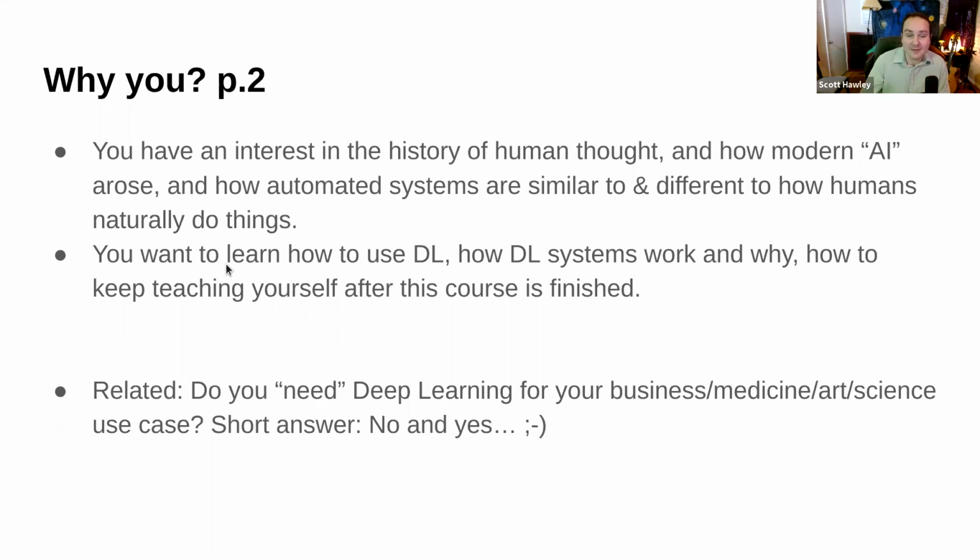And you want to learn how to use deep learning and how deep learning systems work and why, and also how to teach yourself, because the field is going to keep on evolving. Some of the things that we talk about in this course are going to stay true regardless, but the field advances so quickly that maybe 6 months or a year or 2 years or 3 years after we take this course, probably some big, new, important, game-changing thing will come out. And so how can you learn to stay up on that? We'll talk about that as well. And I've prepared some other resources that we'll talk about a little more later on.